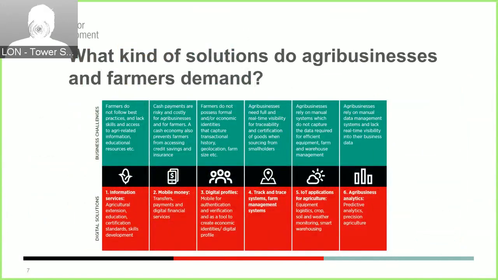Now let's look at what type of solution agribusinesses and farmers demand. And here in this table we have identified the six main areas of solutions where mobile technology can address some of the business challenges faced by agribusinesses and farmers. So for agribusinesses, it's important to say that the implementation of one or more of these digital tools in the last mile can lead to business performance improvements, and also increased productivity, cost reduction, revenue and profitability growth. These are the key benefits.